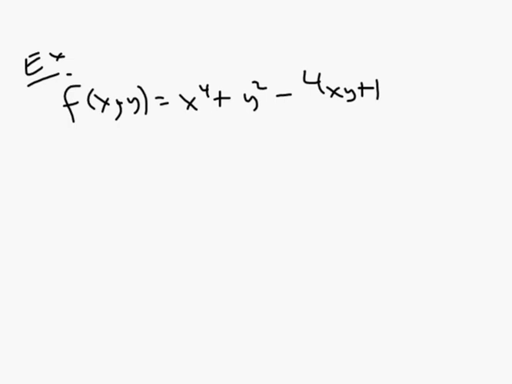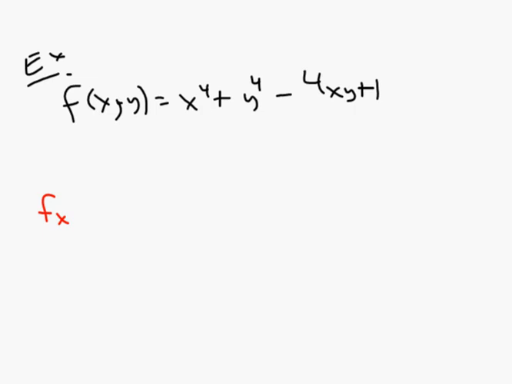And the question is, where are the critical points of this thing? Okay? So to do that, we're going to take both partial derivatives, set them equal to 0, and see if we can solve it. Just don't expect nice things to happen all the time when you do this. Okay. So let's start with f sub x.